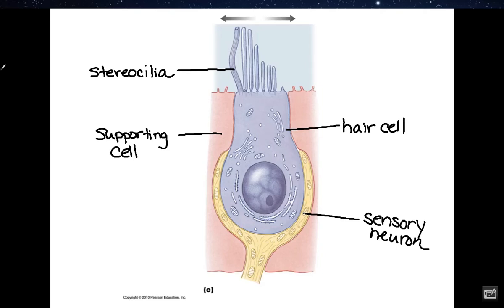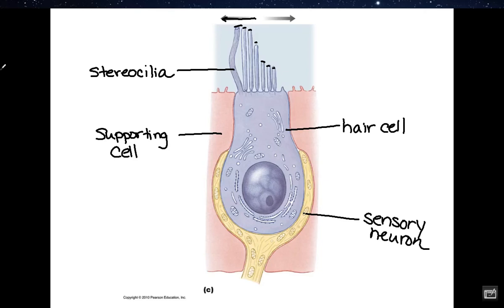So as you can see, the stereocilia have different lengths. So if the cilia move in this direction and it's a gentle force, then maybe only the longest of the stereocilia will move. If it's a stronger force, then some of the shorter ones would also move. And that's actually what helps to determine the strength of the stimulus.